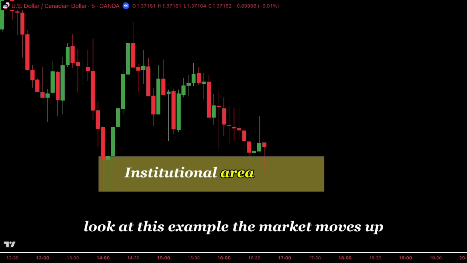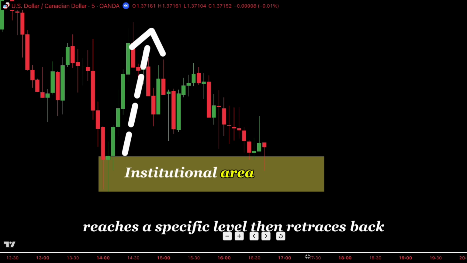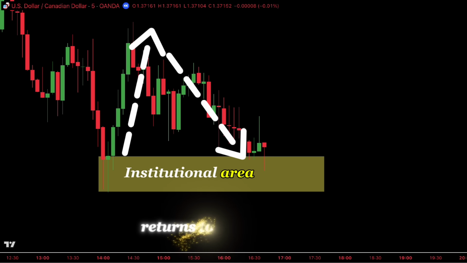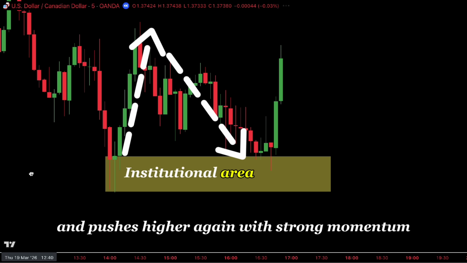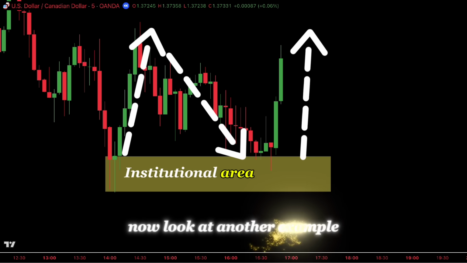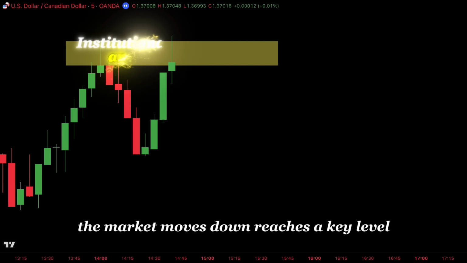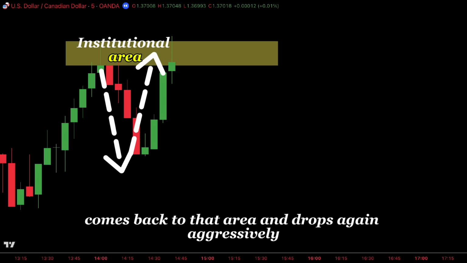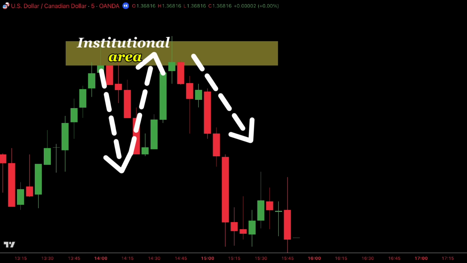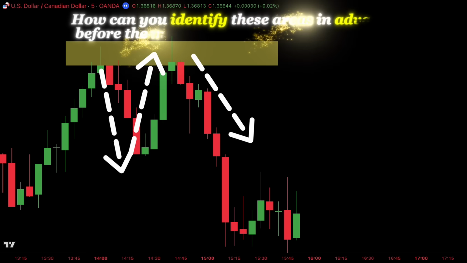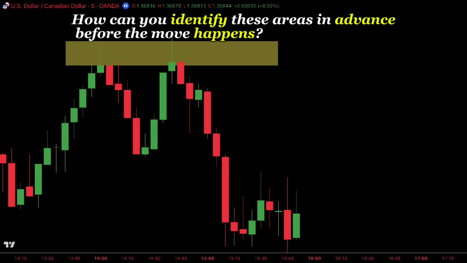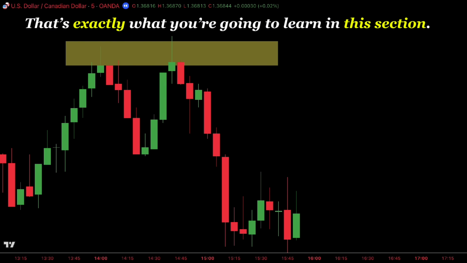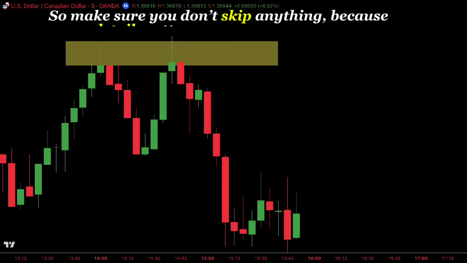Look at this example. The market moves up, reaches a specific level, then retraces back, returns to that same area, and pushes higher again with strong momentum. Now look at another example. The market moves down, reaches a key level, then retraces back, comes back to that area, and drops again aggressively. This is not random. These reactions happen for a reason. So the real question is, how can you identify these areas in advance, before the move happens? That's exactly what you're going to learn in this section. So make sure you don't skip anything, because every detail matters.